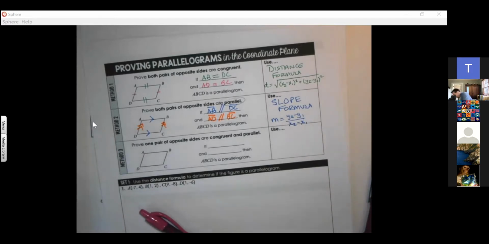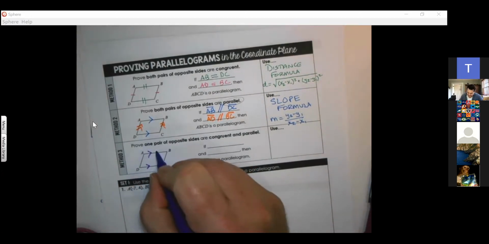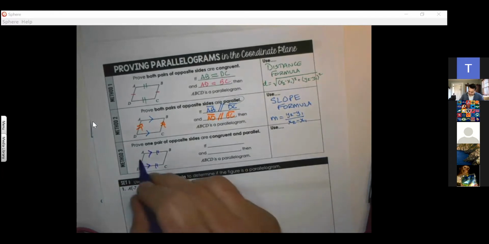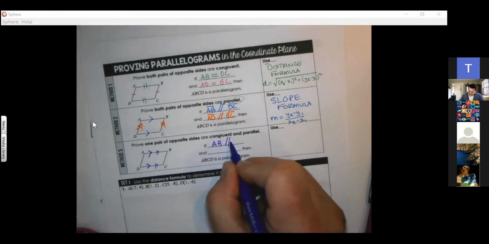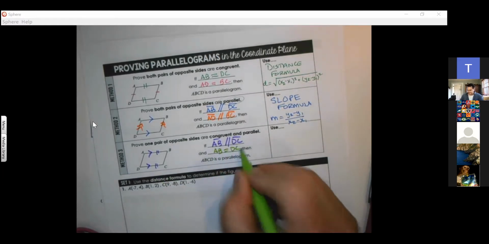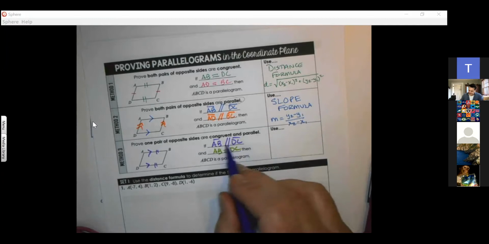If we know that one pair of opposite sides is both of them, in other words, this pair is both parallel and the same size, that's going to be enough to show that the quadrilateral is a parallelogram. So I'd need AB to be parallel to DC and I'd need AB to be equal to DC. So what tools will I use to do that? Well, I'm going to have to use the slope.